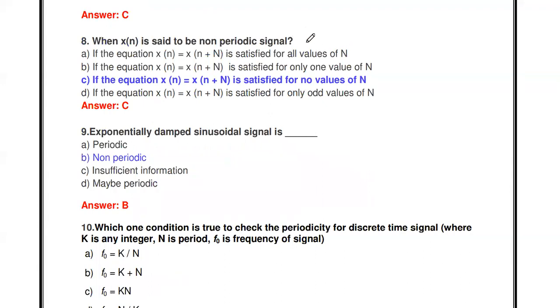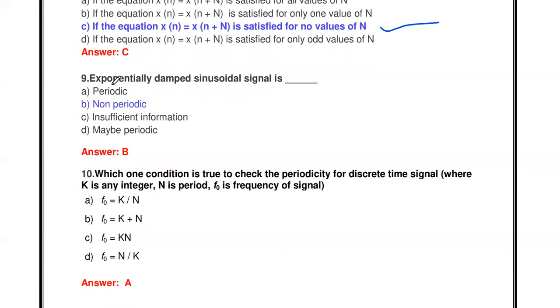Then the next one: when is x of n said to be non-periodic? Already, if x of n is not equal to x of n plus N, it is non-periodic. So here you see the choices. If the equation x of n equal to x of n plus N is satisfied for all values of n, this is the periodic condition. If x of n equal to x of n plus N is satisfied for no value of n, okay, this is the correct choice. Otherwise, x of n not equal to x of n plus N means it is non-periodic.